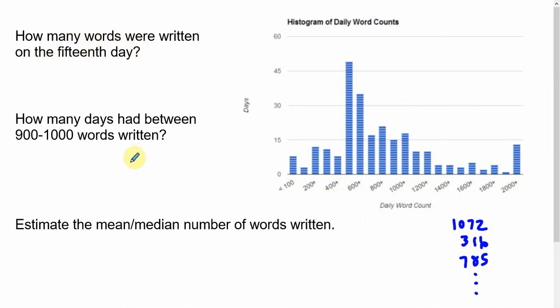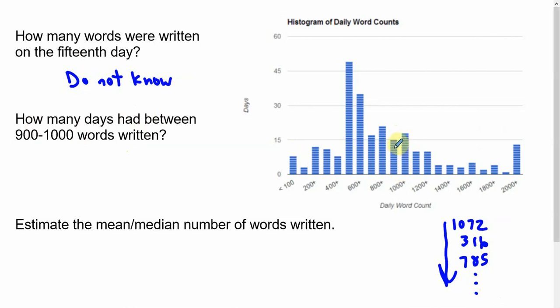So based on what I just went over on the previous page, I hope you realize that the answer is we cannot tell. We do not know. Not from this histogram, we don't. We would have to go back to the original list and find the 15th number, right? What you don't want to do is look for a bar that went up to 15 and say, oh, that's in the 900s, so he wrote 900 words on the 15th day.